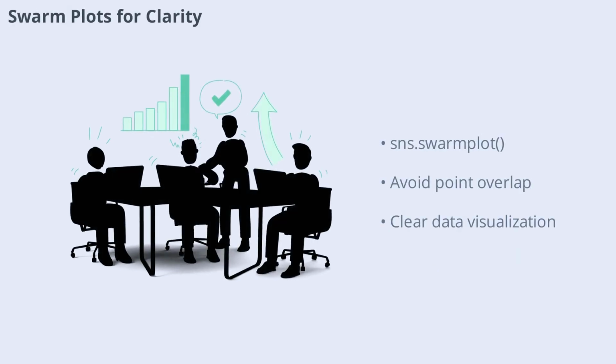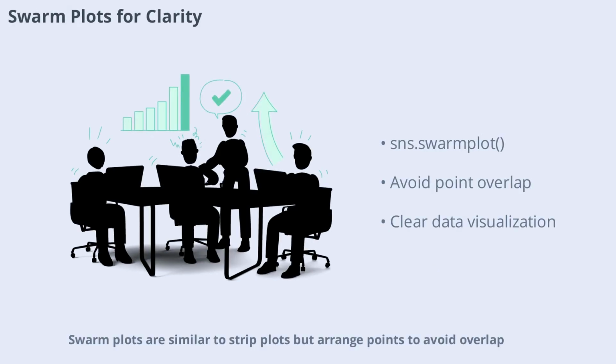Swarm plots are similar to strip plots but arrange points to avoid overlap, making dense data easier to interpret. With sns.swarmplot, each data point is clearly visible even in crowded categories. Swarm plots are ideal for small to medium datasets where you want to see every observation. Let's create a swarm plot to examine tip amounts by gender, ensuring no data point is hidden.